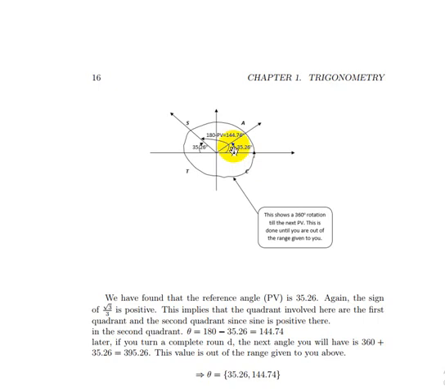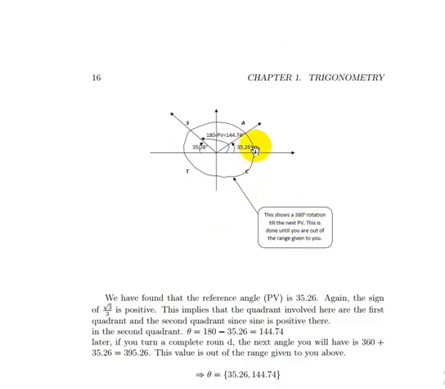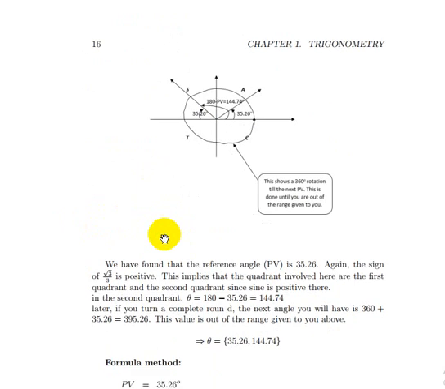Now you can decide to continue the rotation again for the second time. So the next value that is going to satisfy this condition here is going to be 35.26 plus 360 degrees, which is 395.26 degrees. But 395.26 degrees is out of range. This is why you are not going to place a value.